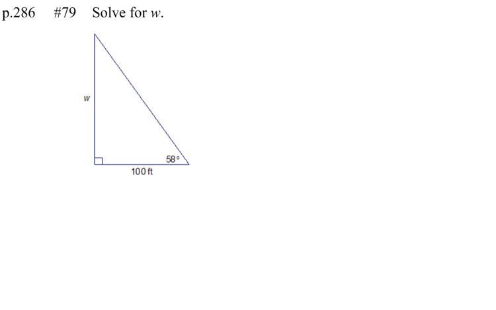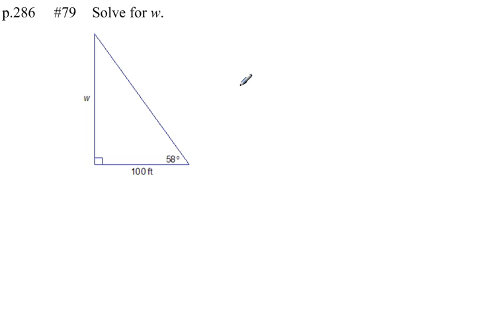Page 286, problem number 79. Solve for W. We're given a diagram with a right triangle. One of those legs of the right triangle is labeled W. Another of the legs is labeled 100 feet. And one of these angles is 58 degrees.